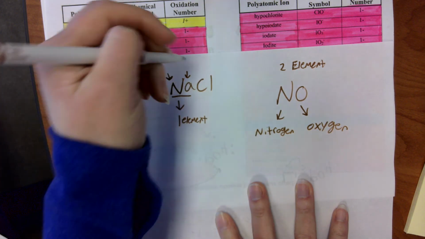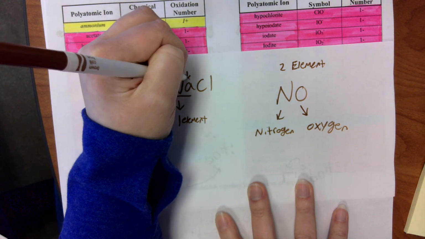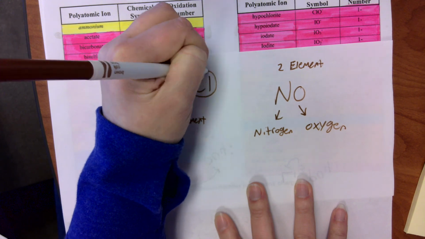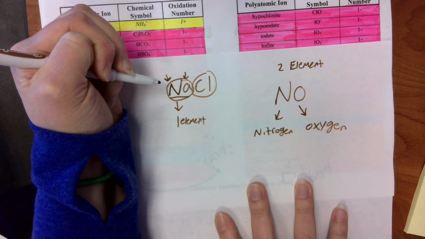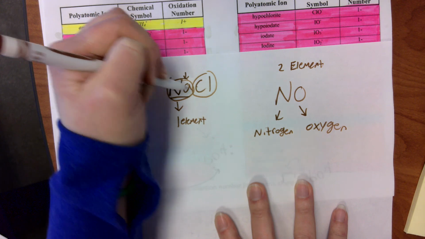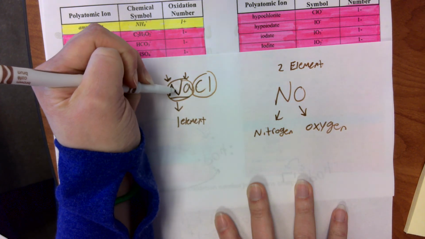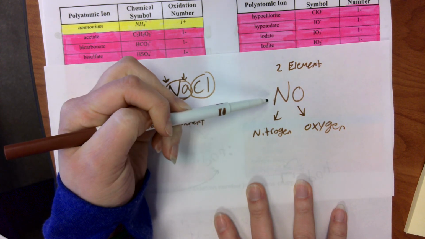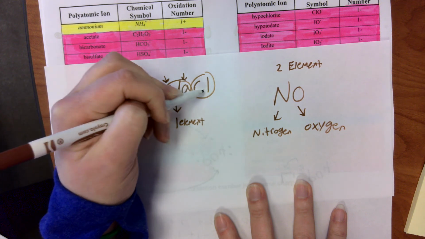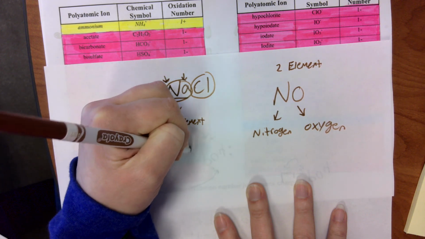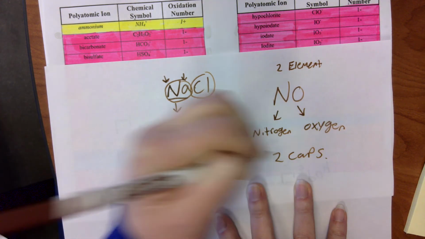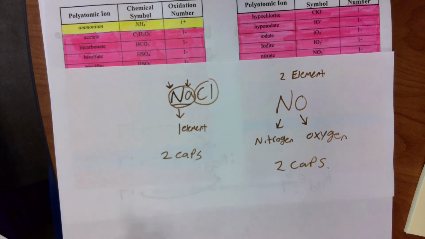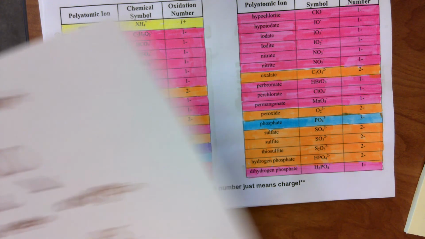This one is 2 separate elements here. This is an element, and this is an element because these 2 letters are capitalized. For every capital letter, that's how many elements you have. This one has 2 elements, and this one has 2 elements. Even though this one has 4 letters, and this one has 2, this one has 2 capital letters, and this one has 2 capital letters. Your capital letters show you your elements. Okay?